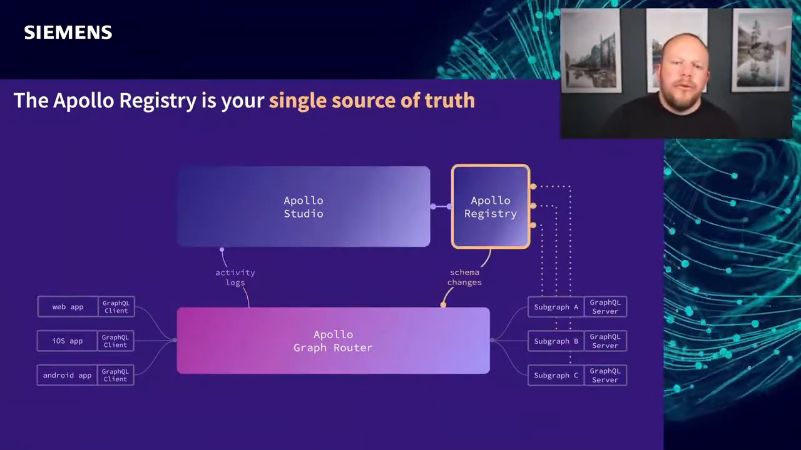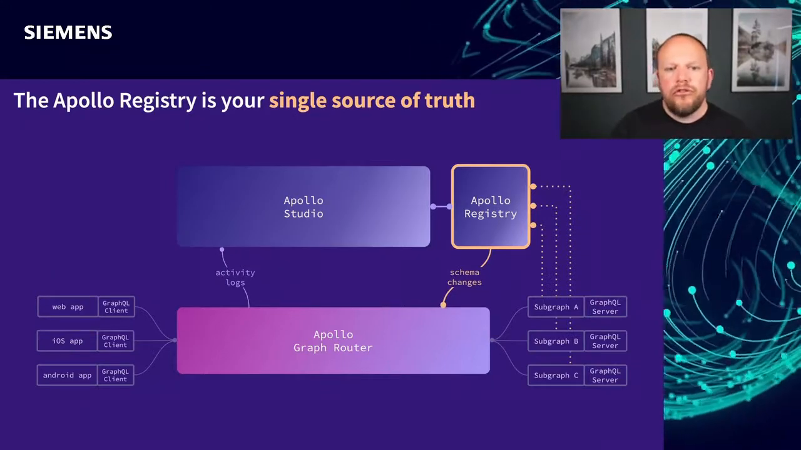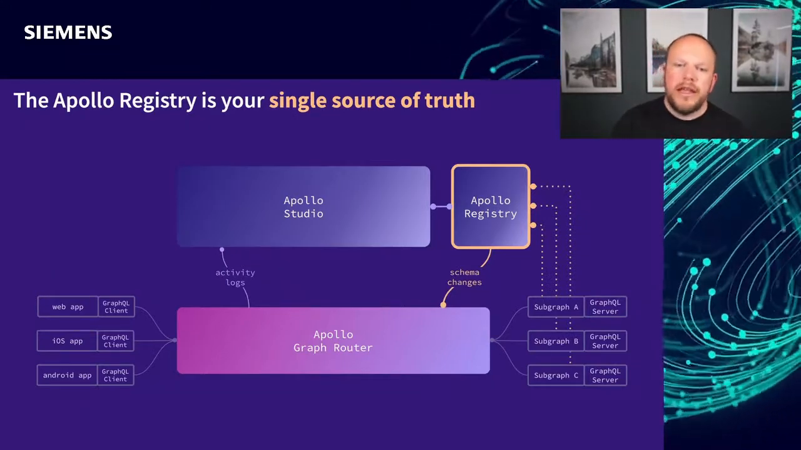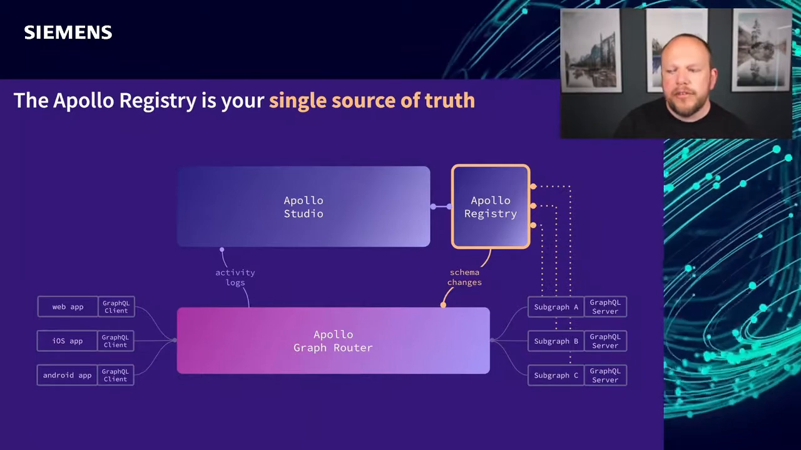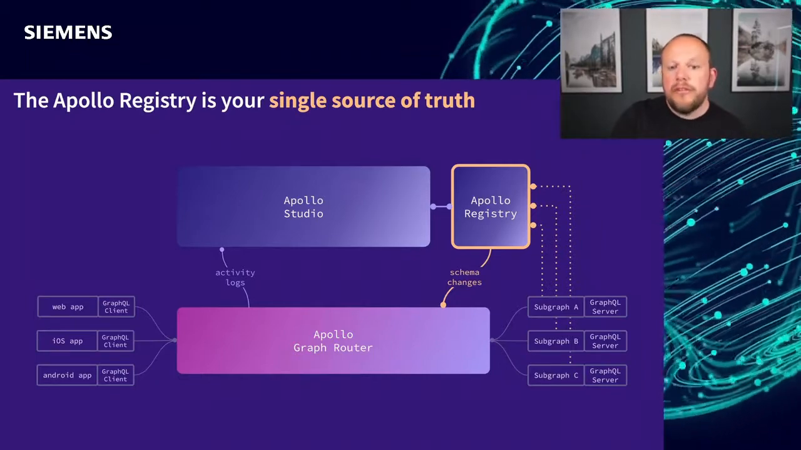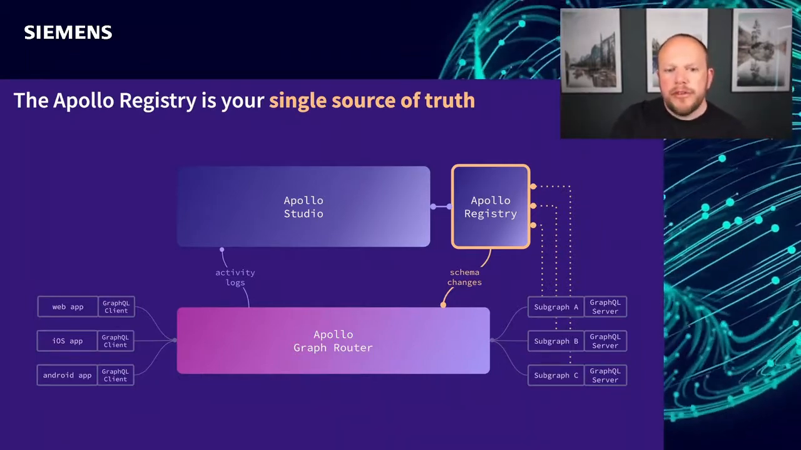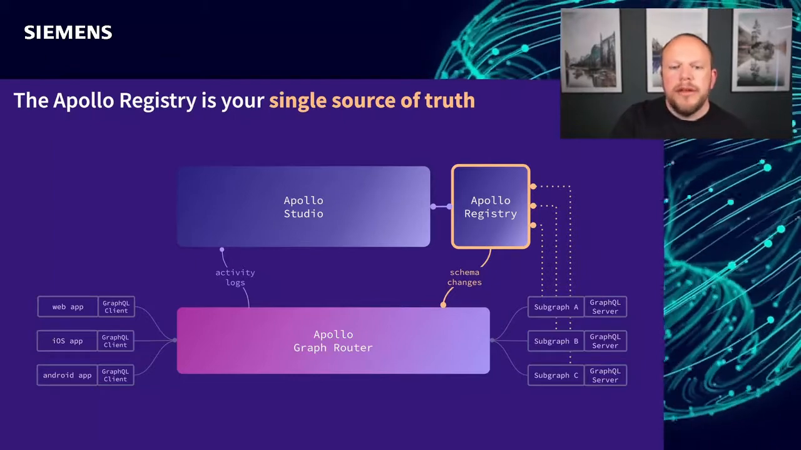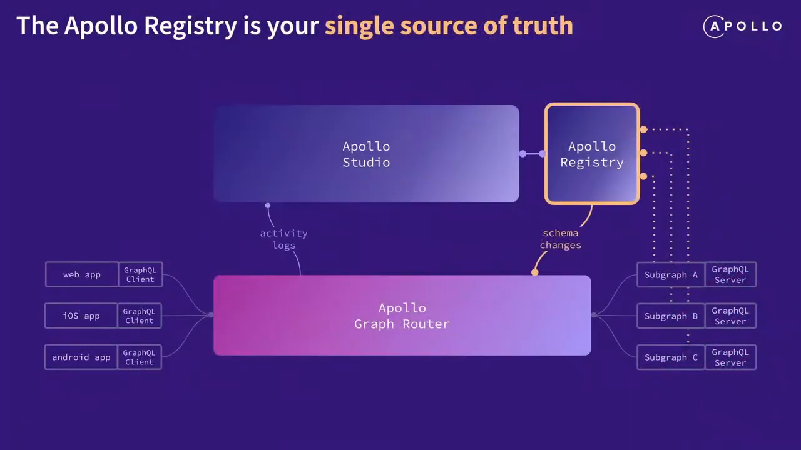As mentioned before, the Apollo Registry is the single source of truth for all your schemas and all the underlying capabilities they represent and provide access to. In order to ensure the integrity of your graph is maintained, every time a subgraph service makes a change to its schema, this change is pushed to the Apollo Registry. A new supergraph is then validated and composed from the changed subgraph and the other existing subgraphs, before being passed to your graph router to update its schema.